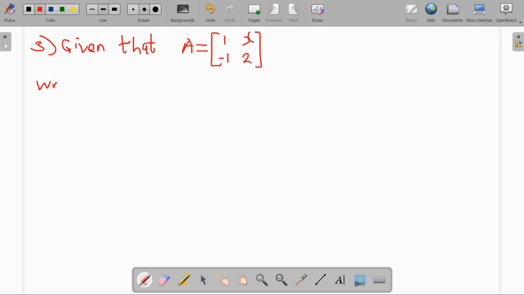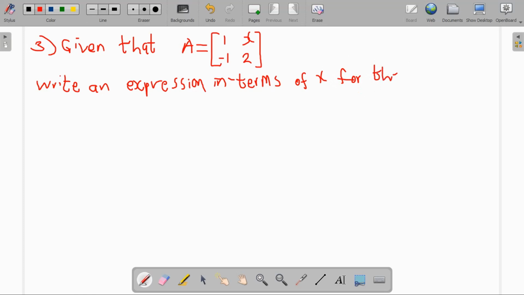So we'll say: write an expression in terms of x for the determinant of A. So we are writing an expression.